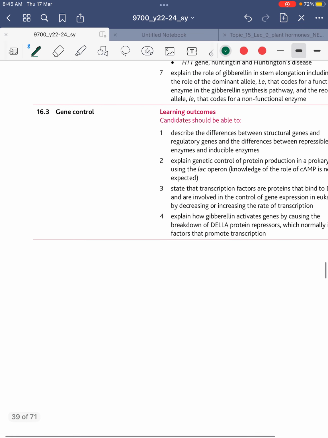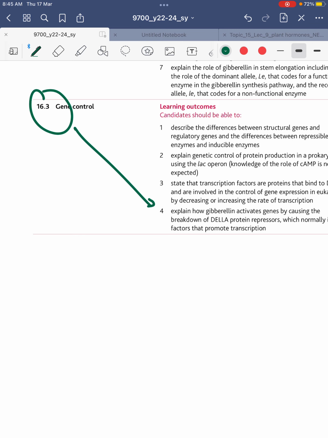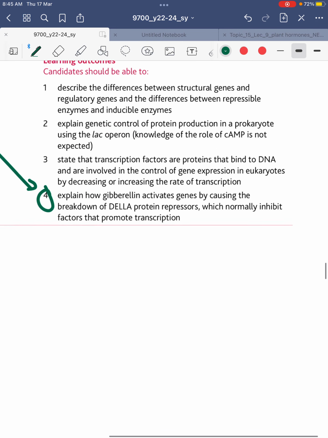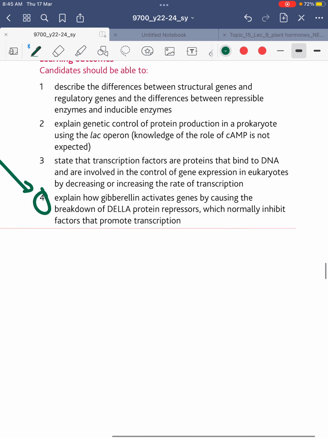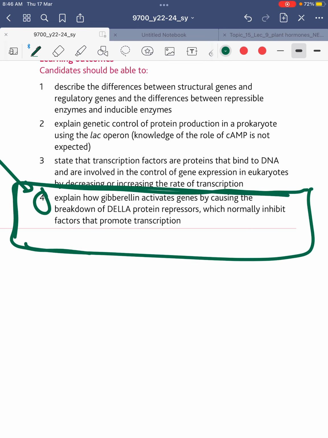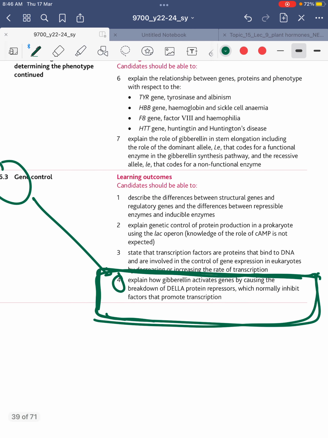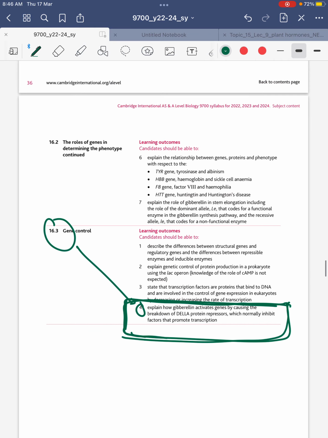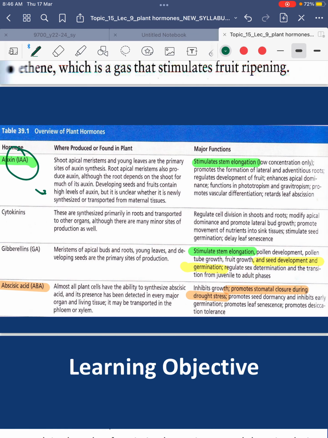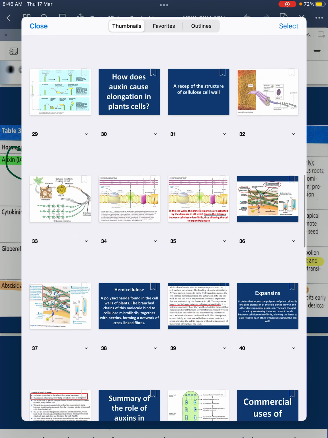So what is 16.3.4? Describe how gibberellin activates genes by causing the breakdown of DELLA protein repressors, which normally inhibit factors that promote transcription. We're just going to talk about this very briefly later on. It's only one slide, and we will learn in great detail when we reach topic number 16, objective 16.3.4.